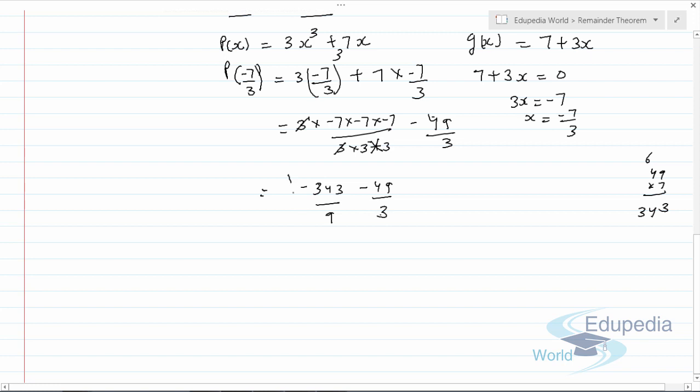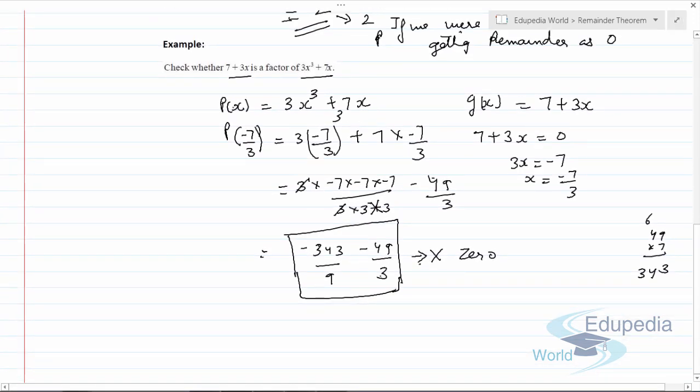Now we can clearly infer without solving that this answer will never come to be 0. It will never be 0. So we can say that this equation is not a factor of this polynomial. So these are the concepts of factors and multiples.